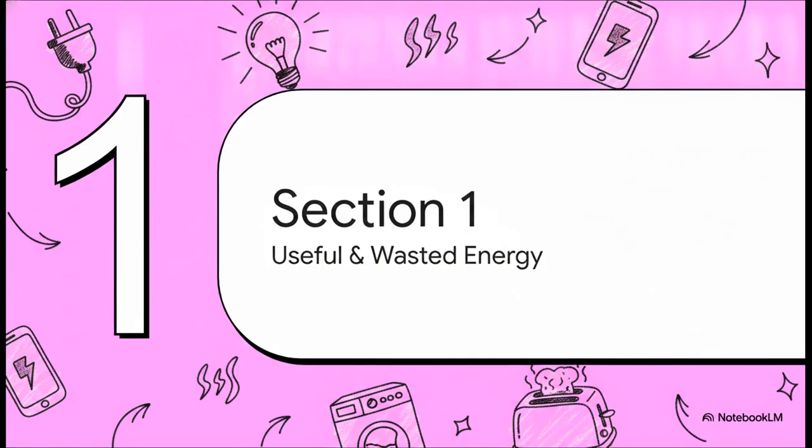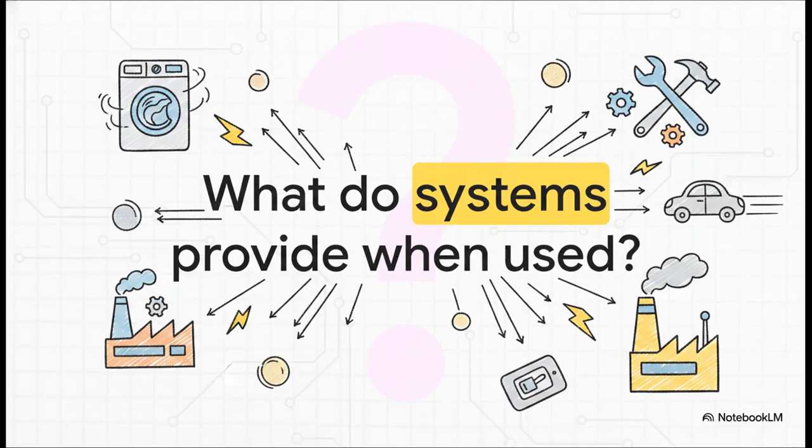Section 1. Useful and wasted energy. All right, let's observe energy in its natural habitat, which for us is our everyday appliances. Here is question 1 on our trail. What do systems like appliances, tools, vehicles, and machines provide when we use them? Take a split second to think about it. Got it?